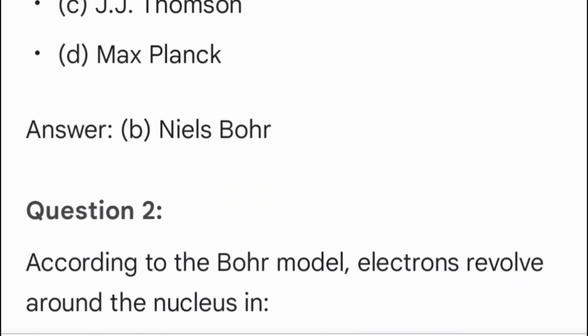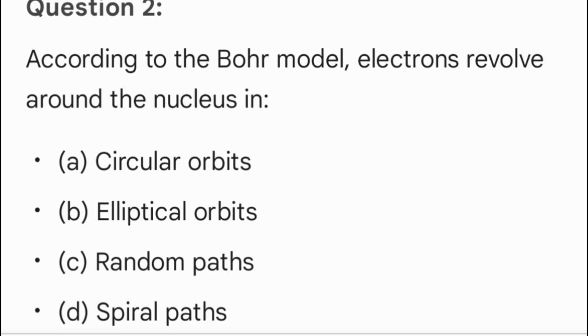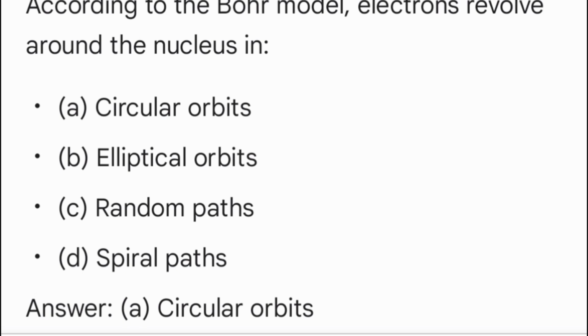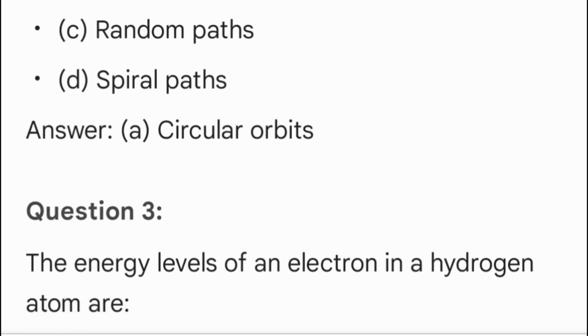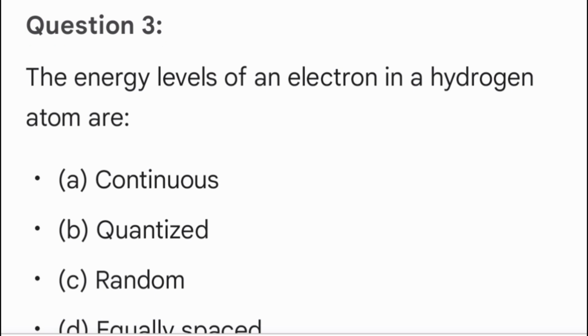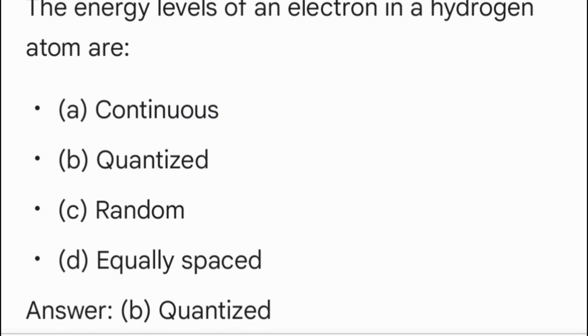Question 2. According to the Bohr model, electrons revolve around the nucleus in A. Circular orbits, B. Elliptical orbits, C. Random paths, D. Spiral paths. Answer: A. Circular orbits. Question 3. The energy levels of an electron in a hydrogen atom are A. Continuous, B. Quantized, C. Random, D. Equally spaced. Answer: B.